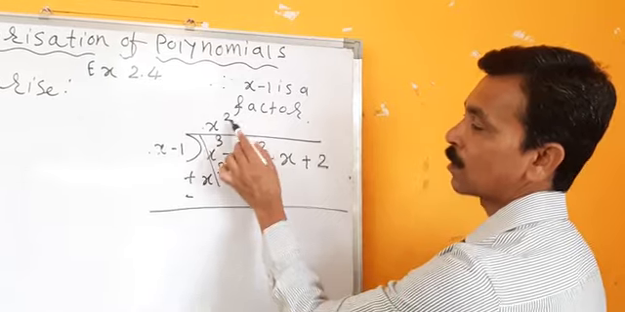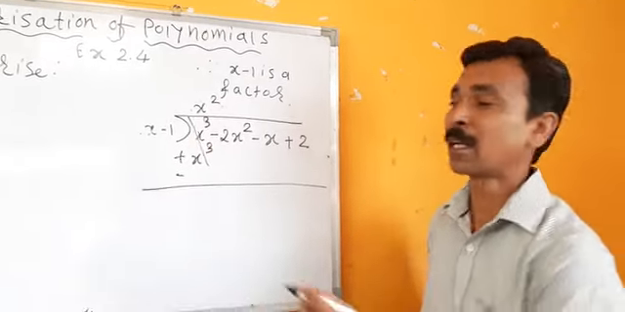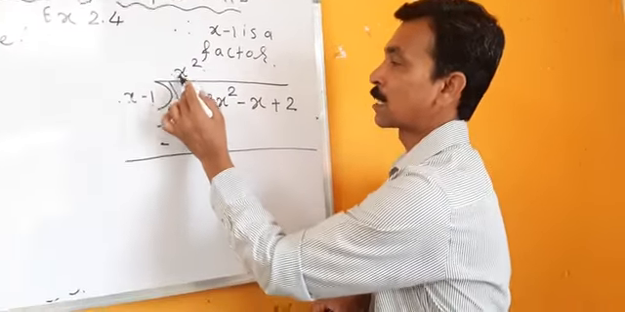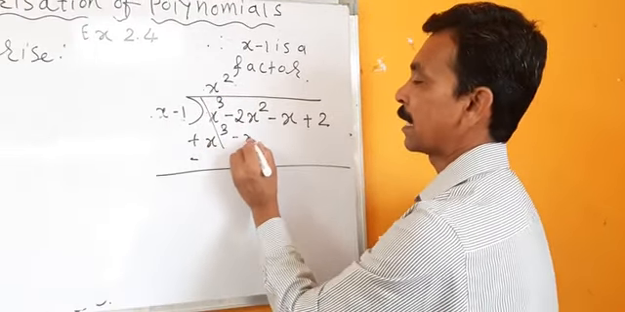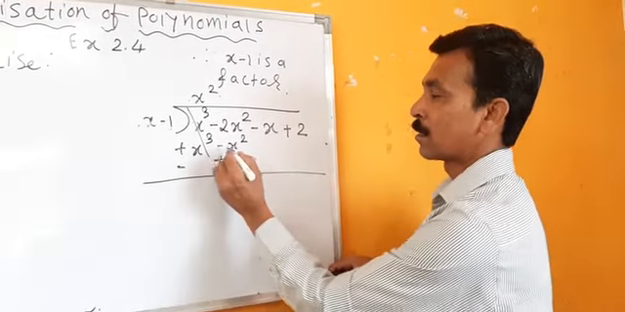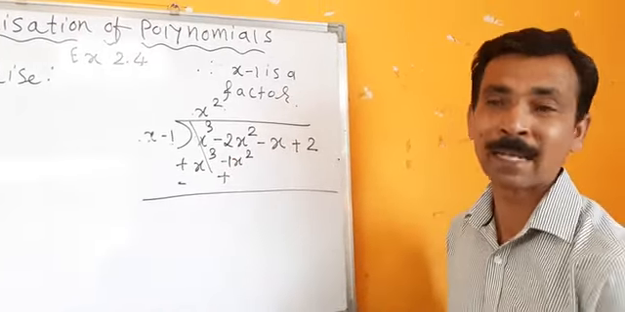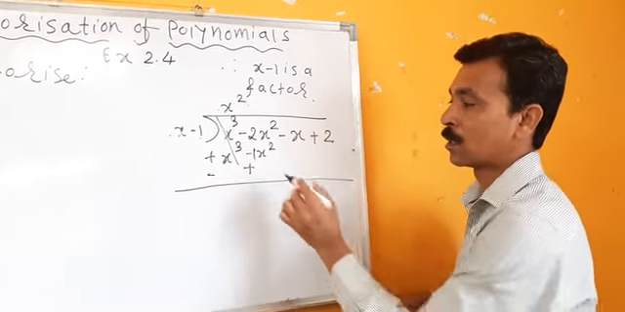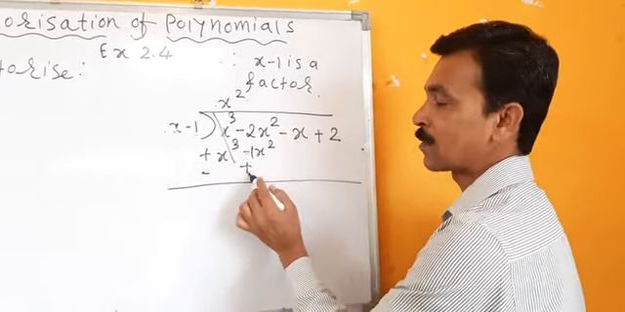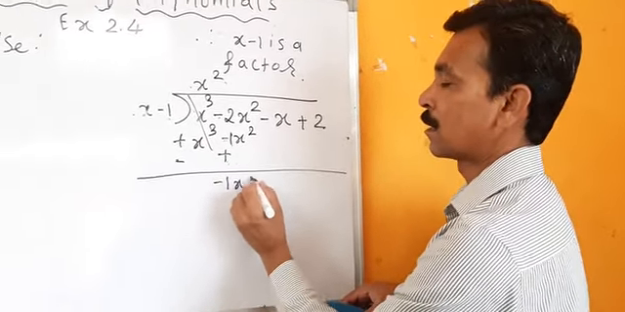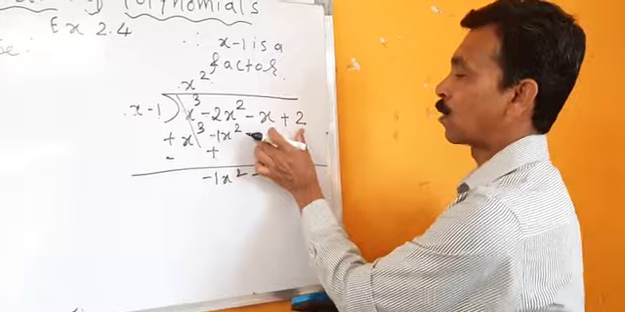Now multiply x square with the second part of the divisor. What is the second part of the divisor? Minus 1. X square into minus 1 is minus x square. Minus sign becomes plus. If there is nothing, I have told you so many times, you have to take 1. Now this is plus 1 and this is minus 2. Don't take this as minus 1, we have changed the sign. So minus 2 plus 1 is minus 1 x square. This I will take down.